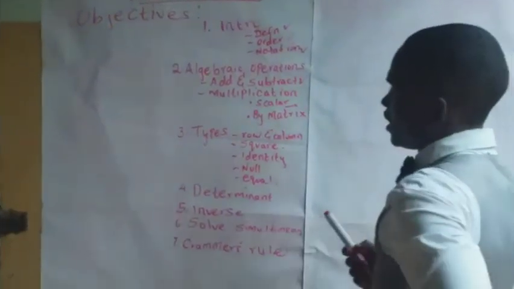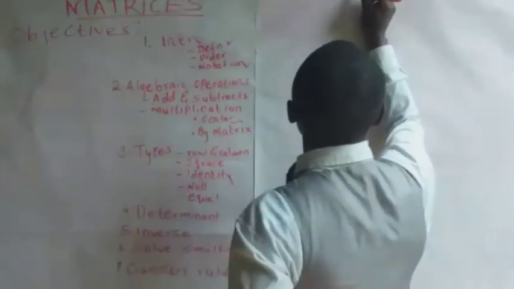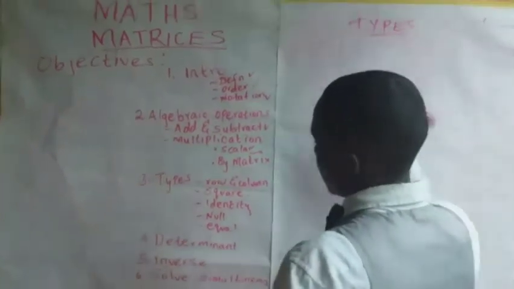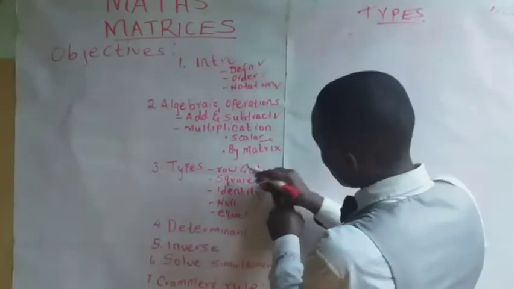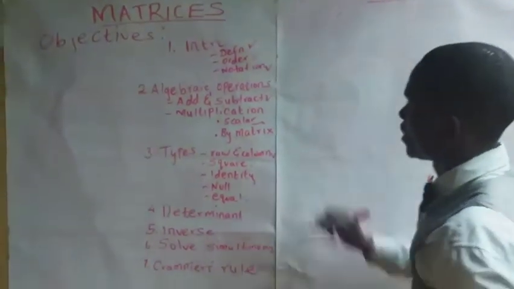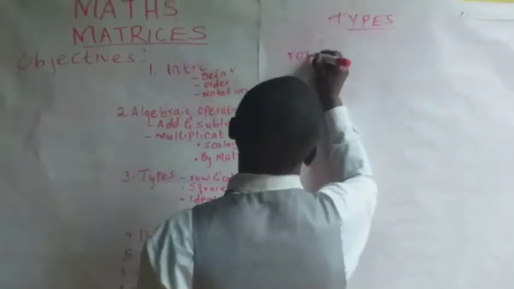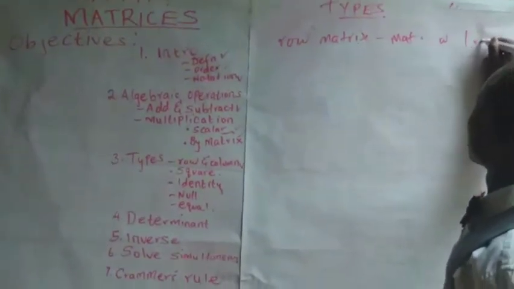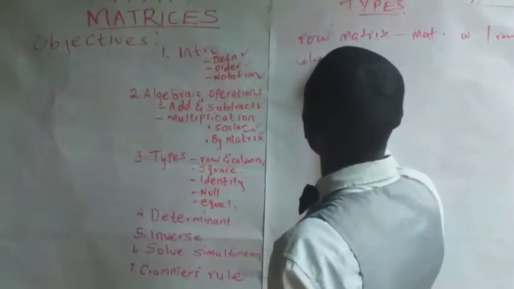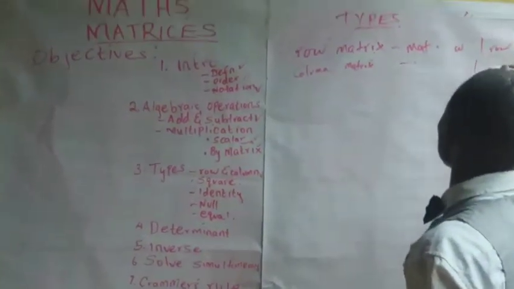So, in the types of matrices, think of it this way: the row and column matrix. So we said that we'll think about the row and column matrix. A row matrix is simply a matrix with one row. And a column matrix is a matrix with one column.